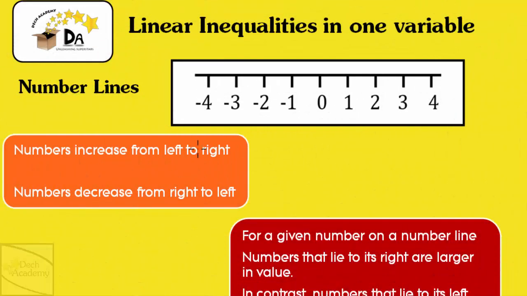This video deals with the topic of linear inequalities in one variable, but before we delve into that, we're going to quickly review number lines. Here's an example of a number line. In this case, numbers range from -4 to 4. But the key thing to note about a number line is that numbers increase from left to right.